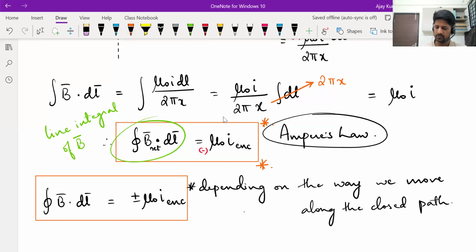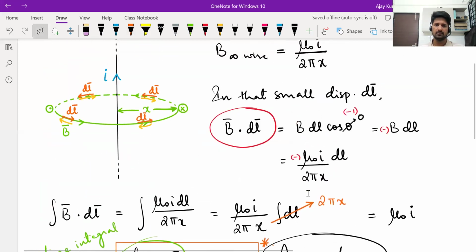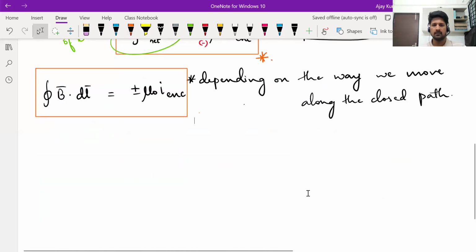Okay, so remember it this way from now onwards. Closed integral B dot dl is equal to plus or minus mu naught I enclosed. Fine. The same closed path, if you move in one sense, you will get a positive answer. If you move in the opposite sense, you will get a negative answer. Fine. So for now, that is Ampere's law. We'll make use of it.